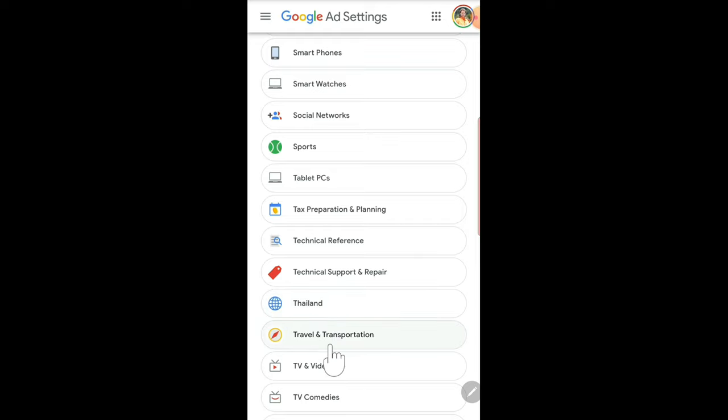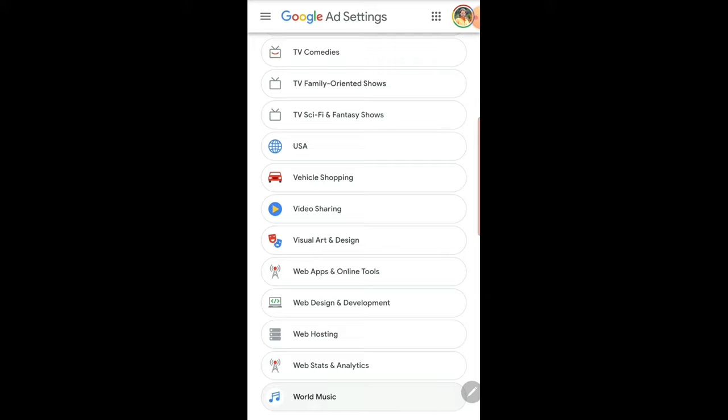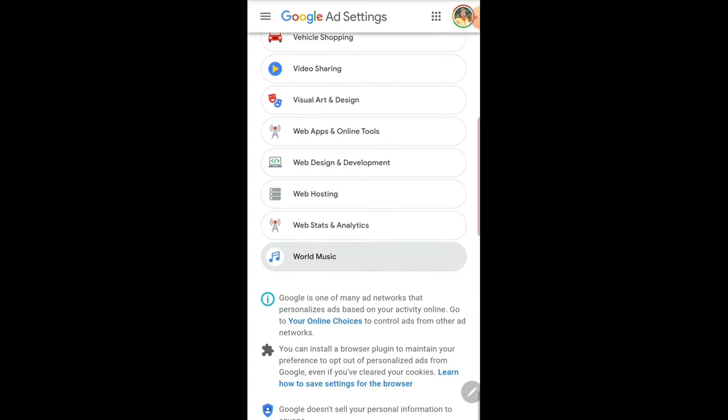That's interesting. Travel and transportation, that's a no-brainer. TV and video, TV comedies, of course. TV family-oriented shows, TV sci-fi and fantasy. USA as a category, that would often come up, of course. The USA is often dominating my news feed in any event. Vehicle shopping, not so much. I don't shop for vehicles. I'm not in the market for any. Video sharing, visual art and design, web apps and online tools, web design, web hosting, web stats, world music. I guess that makes sense because I do listen to quite a variety of music from different countries when I do listen to music. And that takes me to the end of the list.